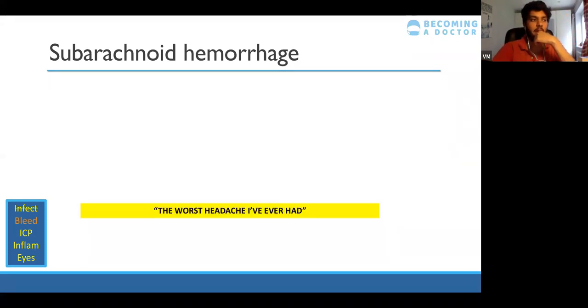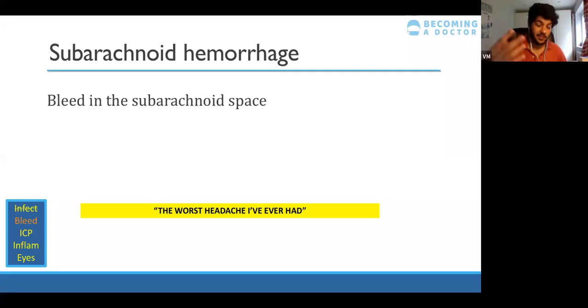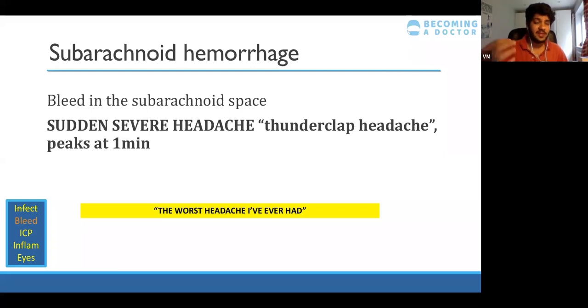And the main clue for subarachnoid hemorrhage is that the patient will often say it's the worst headache I've ever had. They tend to be slightly older, and they will have a sudden severe headache, also known as a thunderclap headache, that peaks at around 1 minute. It happens just like that. And the classical description is that they feel as though they've been hit in the back of the head with a cricket bat. And this causes a bleed in the subarachnoid space between the pia mater and the arachnoid mater.